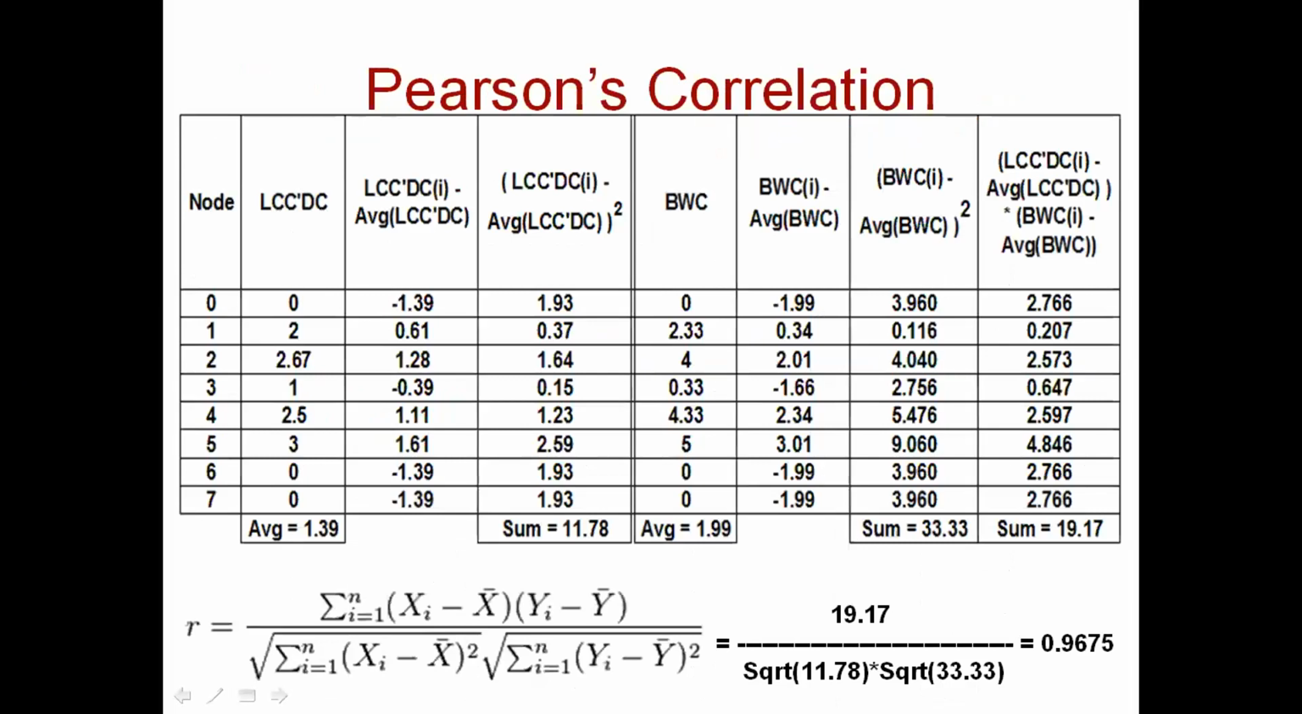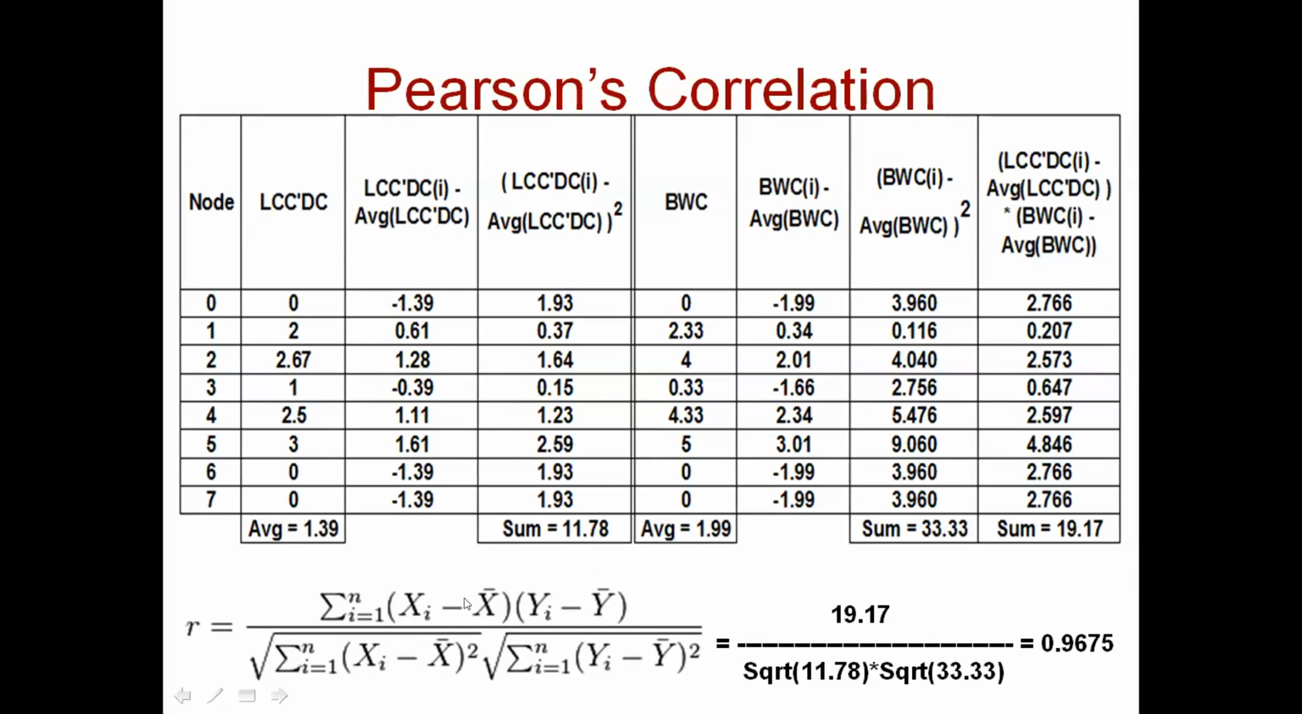The last one we can also evaluate is the Pearson's correlation coefficient. That's a measure of how linearly the two are correlated. And if they're strongly correlated, we can actually use LCC prime DC to predict the betweenness of the vertices. So this is the procedure to calculate the Pearson's correlation coefficient. We have the LCC prime DC and betweenness values of vertices. We take the average of LCC prime DC and take the raw differences between the individual vertices' values and the average, and then square those differences and find the sum of those squares. We do the same thing for betweenness.